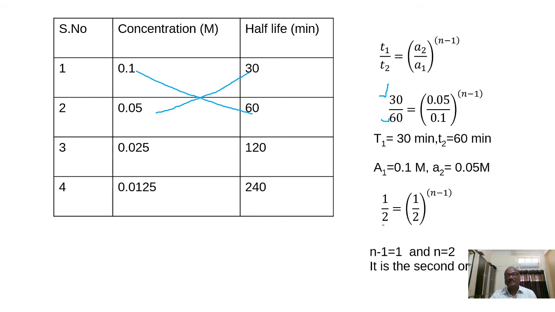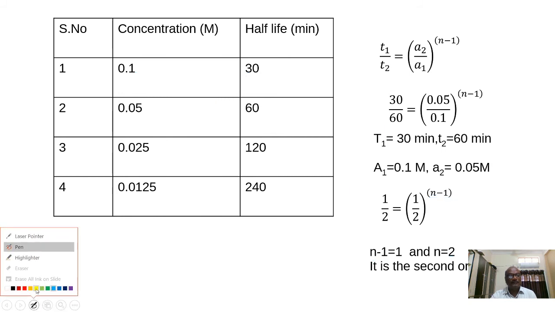Next, 1 by 2 is equal to 30 by 60, and from this, 1 by 2 is equal to again 0.05 by 0.1, which means 1 by 2 power n minus 1. The bases are equal, so we equate the powers: n minus 1 becomes equal to 1. If n minus 1 is equal to 1, then n is equal to 2. Like that, we can solve the problems to determine the order of reactions based on half-lives. This is one of the examples.